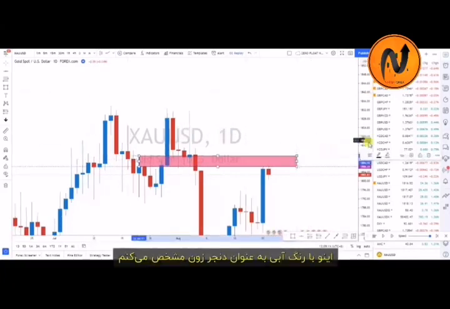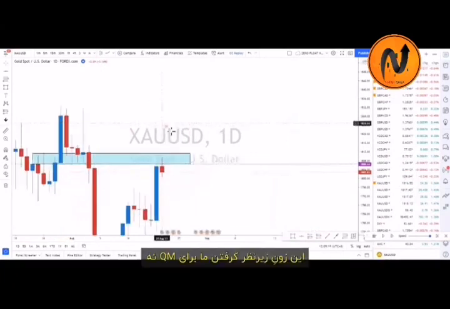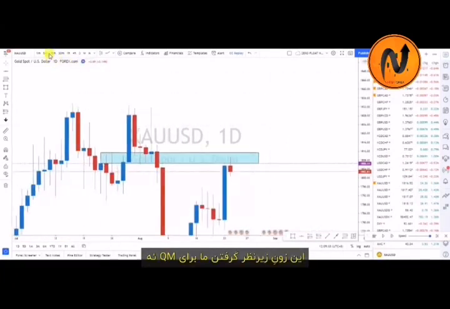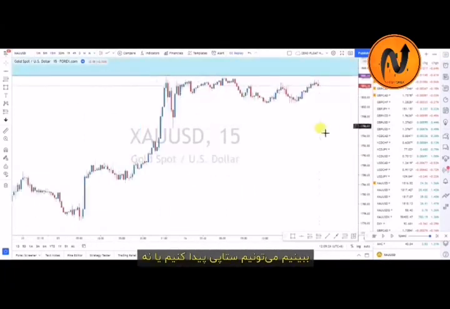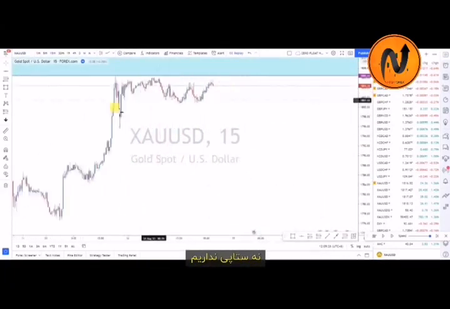Okay, so I'm gonna mark this as a blue color as our danger zone, not our danger zone, our monitoring zone for the QM. So next we go to the M50 time frame, see whether we can find any setup. Okay, no, we don't have any setup.